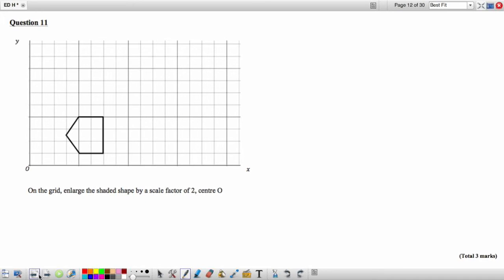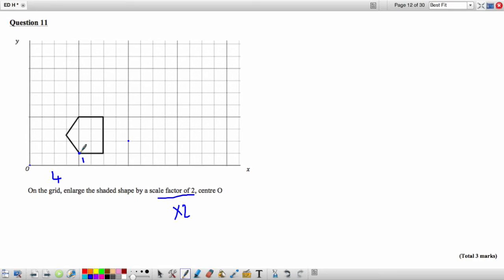Question 11. On the grid, enlarge the shaded shape by a scale factor of 2, centre 0. The scale factor means we must multiply all of the lengths by 2. So let's take a look from where on the grid we need to draw this. If our centre here is 0, and let's look at this point here. To get to this point we go across 4 and up 1. So we're going to double, multiply that by 2. We're going to go 8 and up 2.